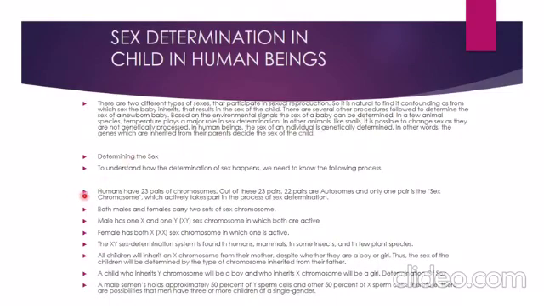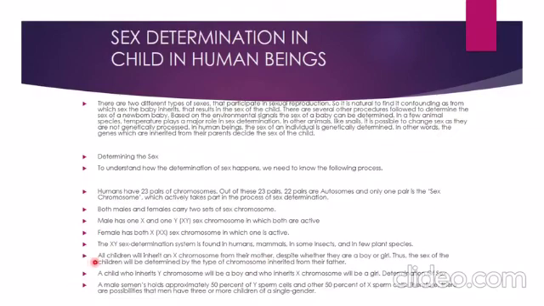Now we know that humans have 23 pairs of chromosomes. Out of these 23 pairs, 22 pairs are autosomes which control the body characters, and only one pair is the sex chromosome which determines the sex of the child. Both male and female carry two sex chromosomes. Male has one X and one Y chromosome, in which both are active, and female has both XX sex chromosomes, in which one is active. So the XY sex determination system is found in humans, mammals, some insects and a few plant species.